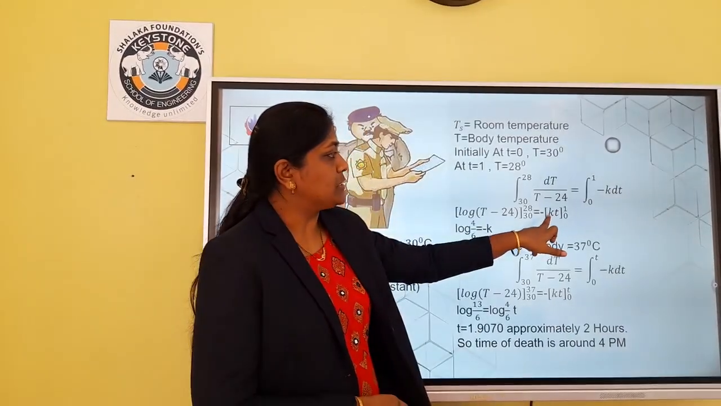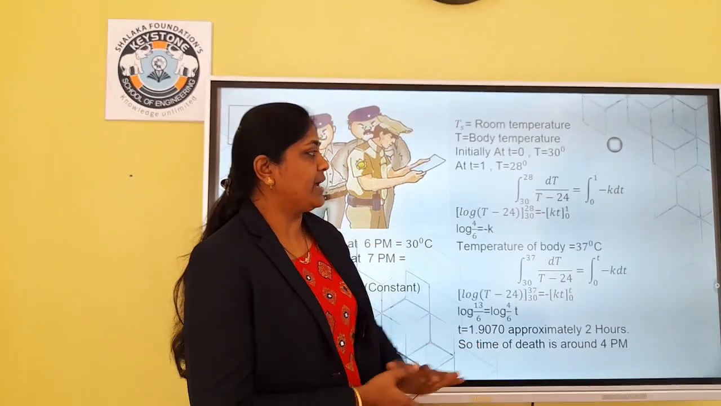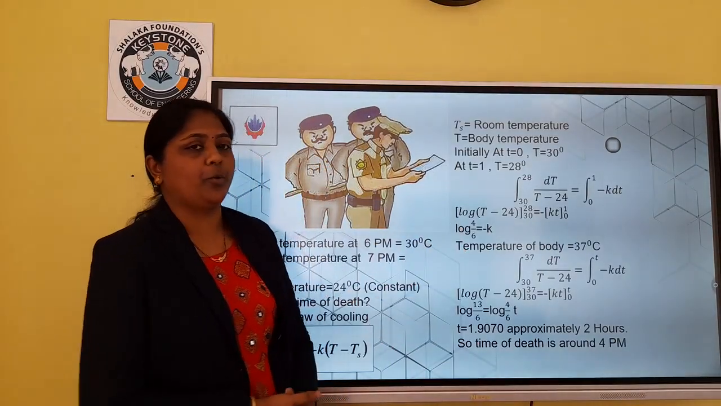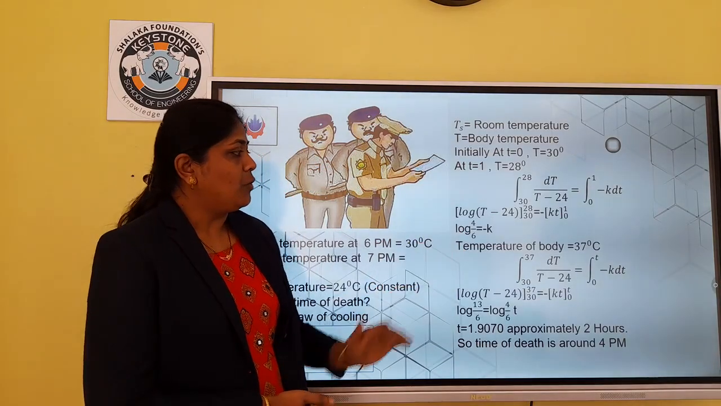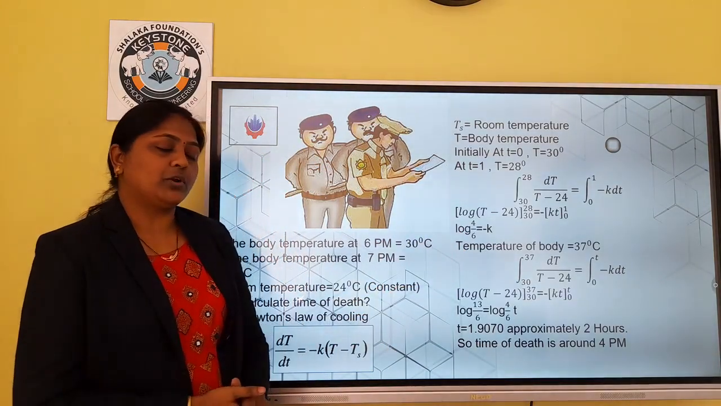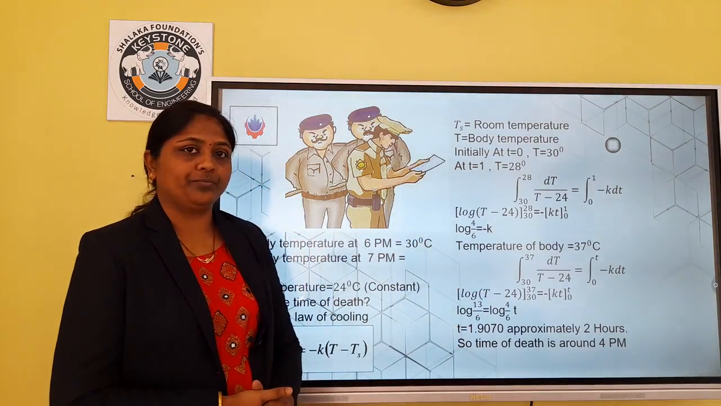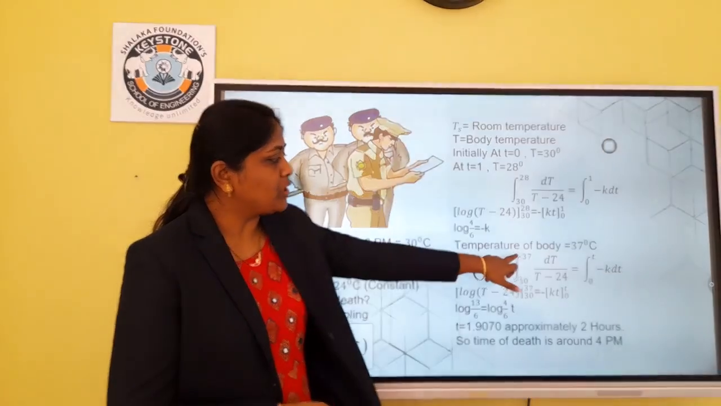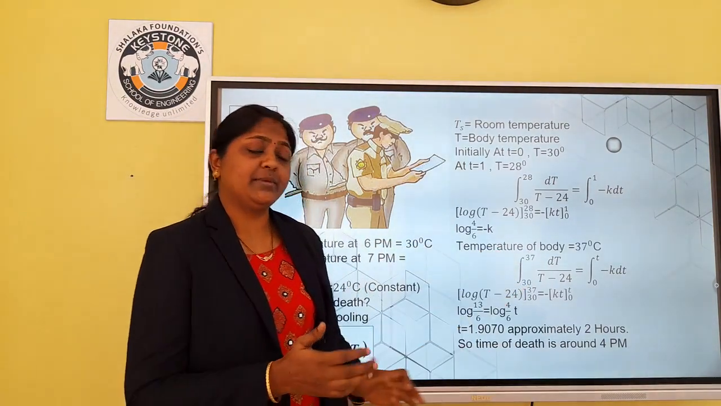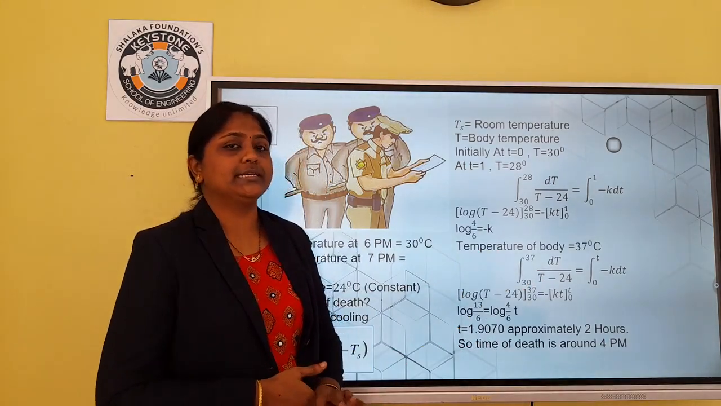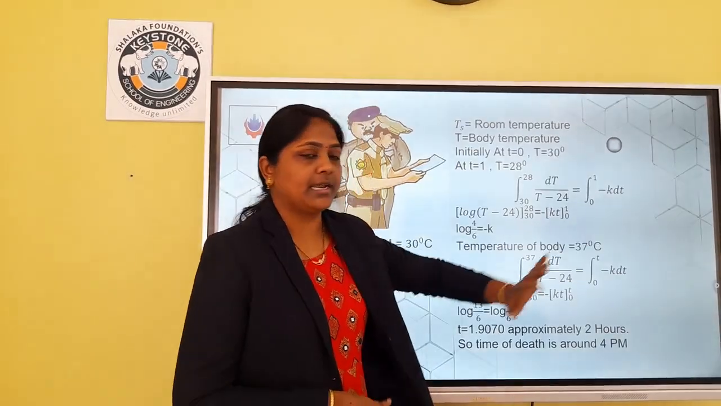Minus k is the constant, and the integration of dt is t, with the upper limit and lower limit substituted, and we find the value of k. K is nothing but a proportionality constant. Now we have to find the temperature. What is the normal temperature of the body? That temperature is 37, we know, right? So the normal temperature of the body is 37. When that victim is alive, the temperature of the body is approximately 37. So at 37 you have to find the time.